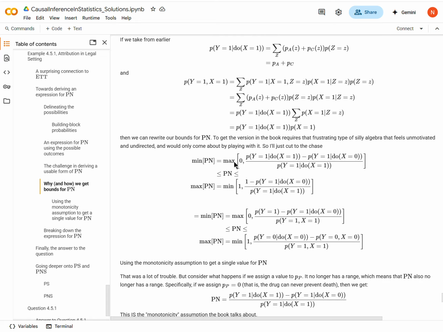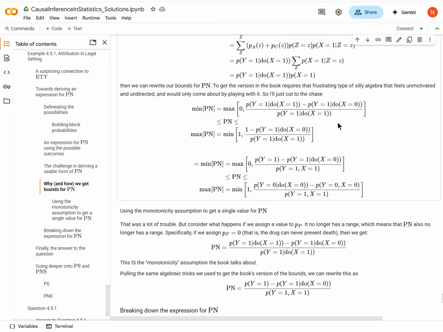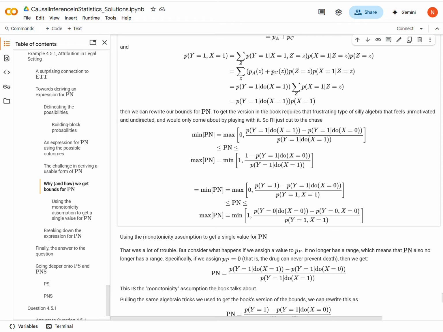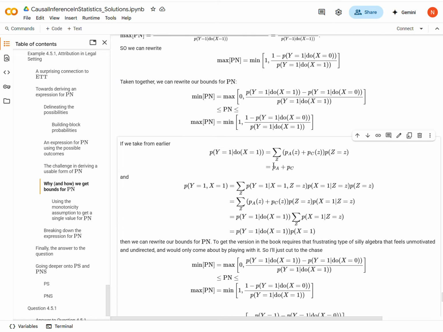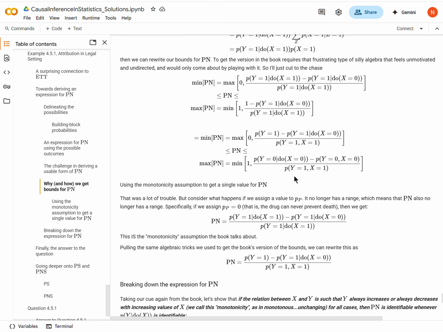But ultimately, you get this expression right here. I think that this is the one that's used in the book? Yes, right here. This is what gets used in the book right here. This bottom one. Okay. But again, these bounds are just the same bounds that we found by ourselves, okay, with just some algebraic tricks thrown in.